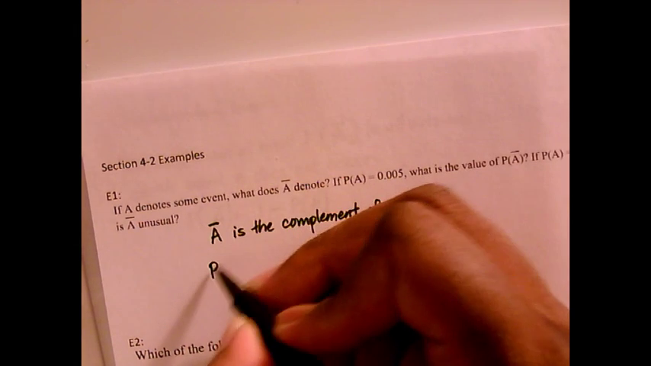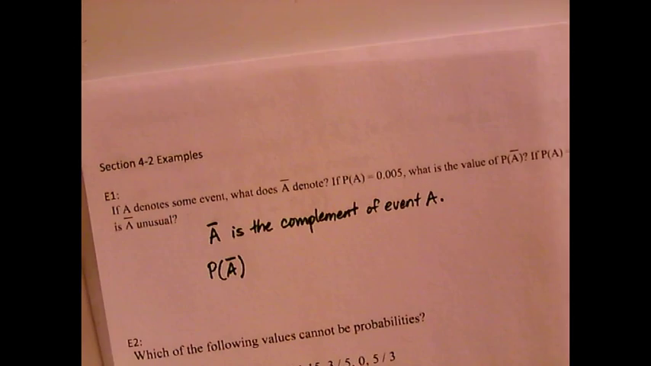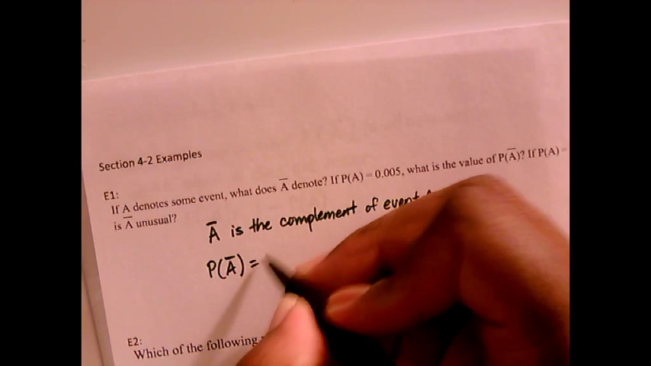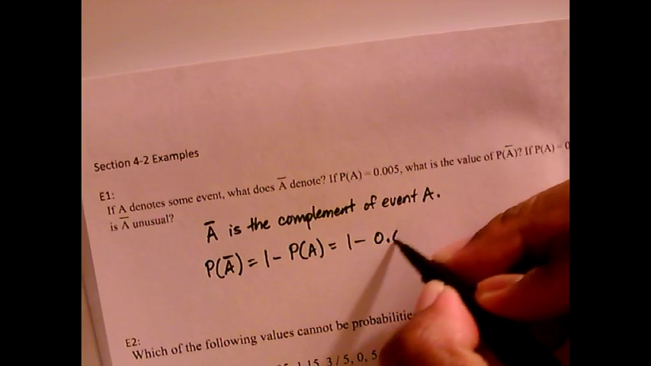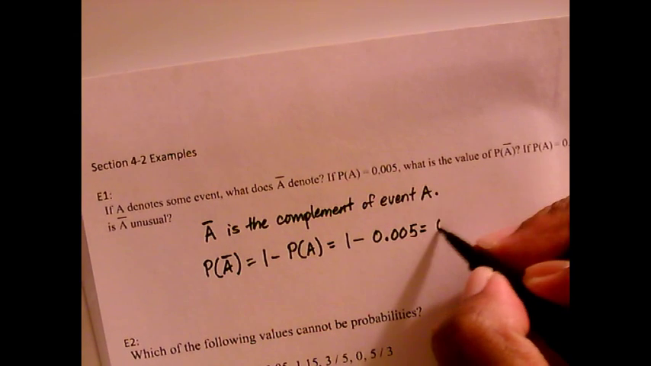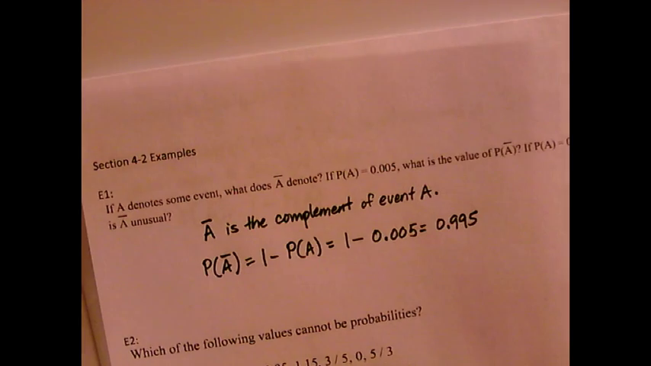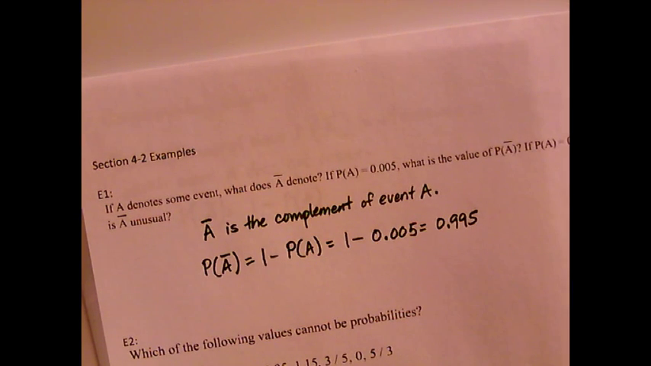The probability of A complement is simply going to be 1 minus the probability of event A happening. So this will be 1 minus 0.005, which will end up being 0.995. So the probability of the complement occurring will be 0.995. Now in this case, would A bar, or the complement of event A, be unusual?